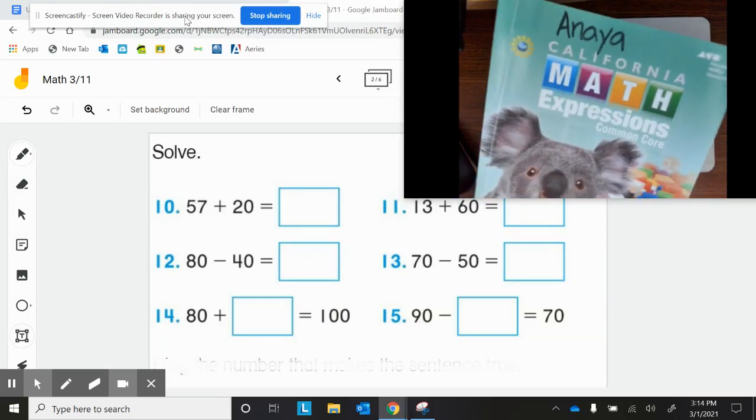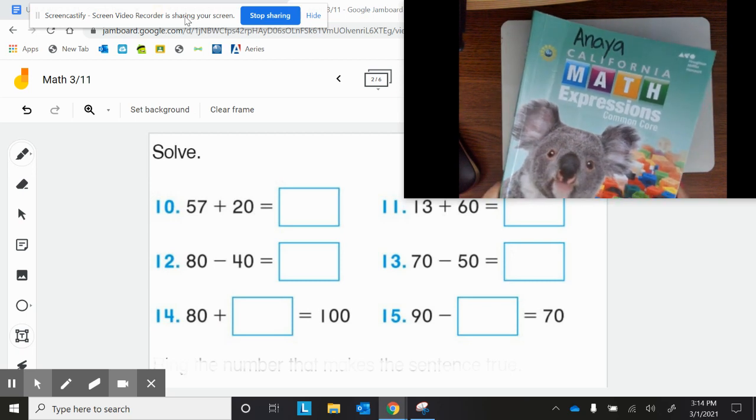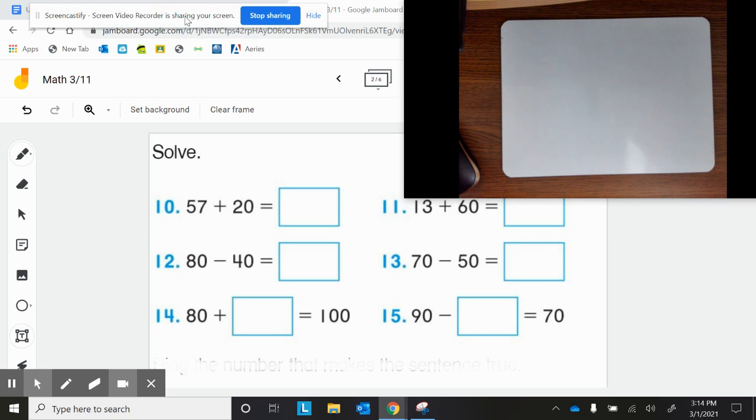I need you to go and grab your math book and open up to page 171. Again, open up to page 171, and you're going to see some problems that look like these on the screen, okay? So pause this video, open up to page 171. Great job.